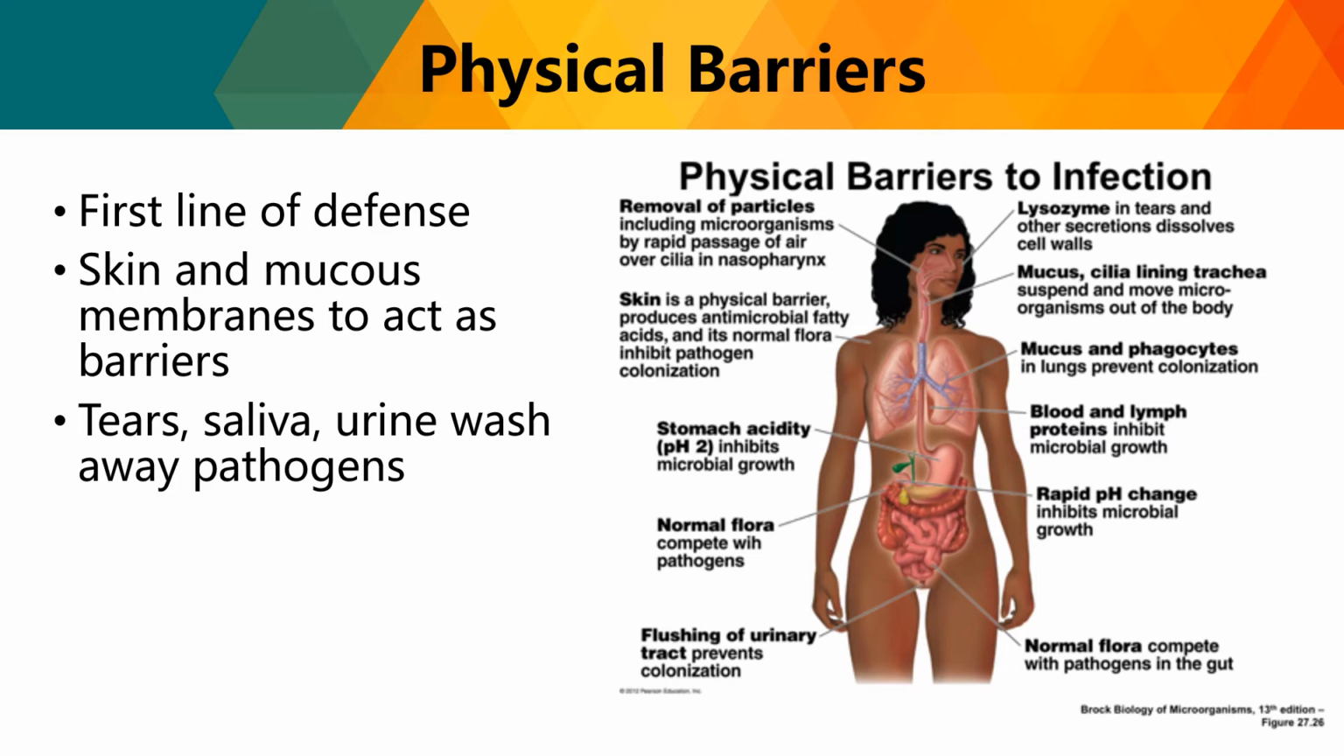Physical barriers. These are the first line of defense. They prevent pathogens and chemicals from entering the body in two ways. First, the skin and mucous membranes form barriers that prevent their entry. Second, tears, saliva, and urine wash away the pathogens. In this image, you see different examples of the physical barriers to prevent infections.